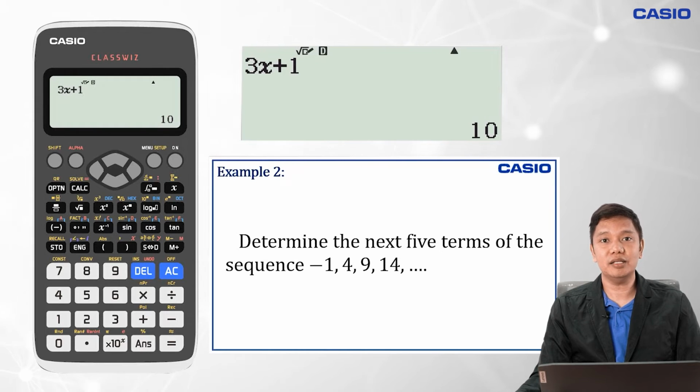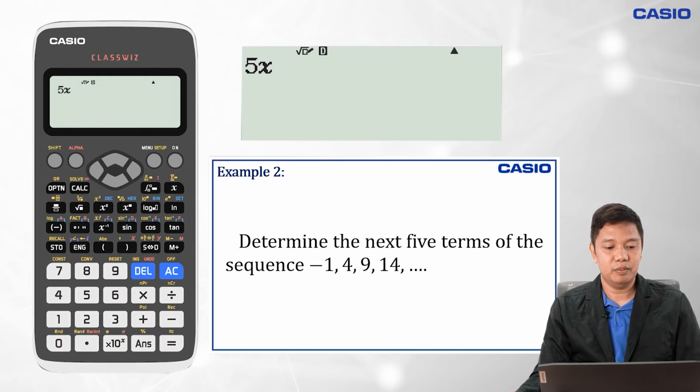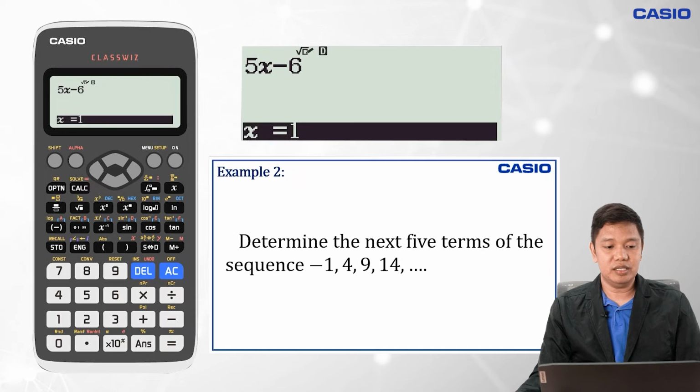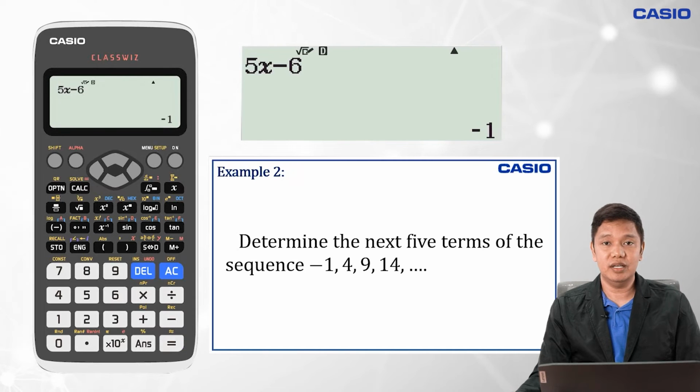Again, using our calculator, we do not have the variable n. Thus, we can use x as the variable, giving us 5x minus 6. Let us input the expression in our calculator. We have 5 and then x, minus 6. To calculate the first term, we press calculate and then 1 for the value of x. Pressing equals and equals again, we have -1 as the first term.